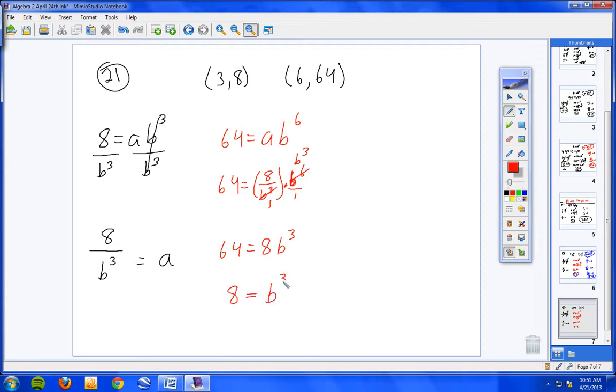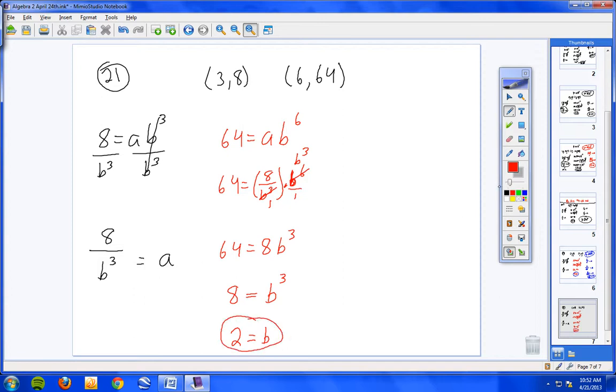And men, you should know what to do. You have a 3 right here, and you don't want that 3, so you must take the cubed root of both sides. Cubed root looks like this. So you're going to take the cubed root of both sides. The cubed root of 8 is 2, and the cubed root of b cubed is b. All right, there we found b.